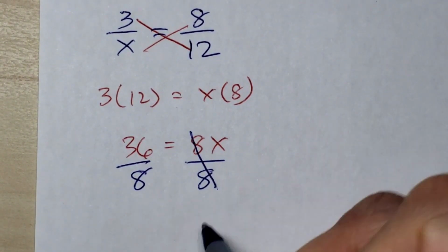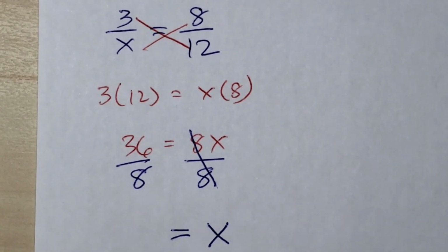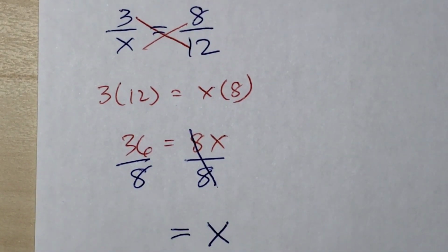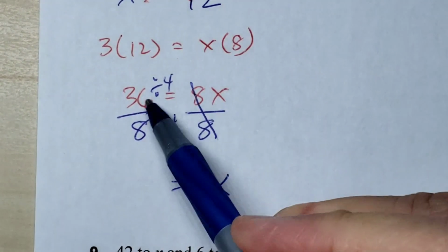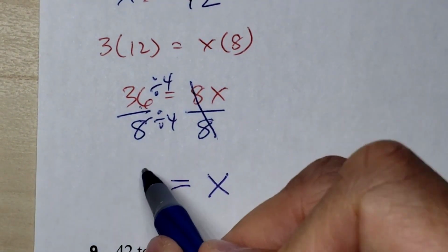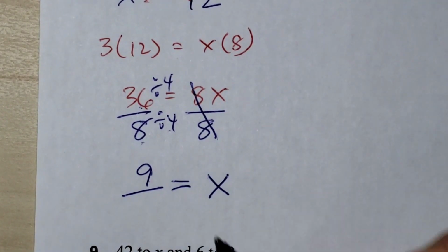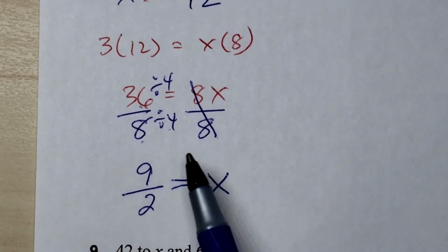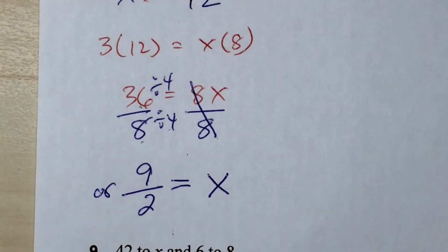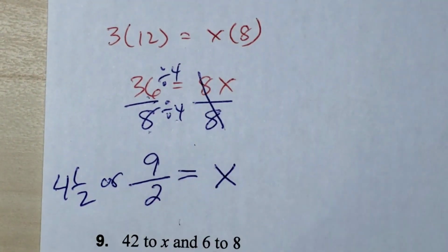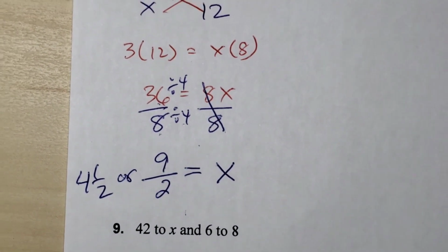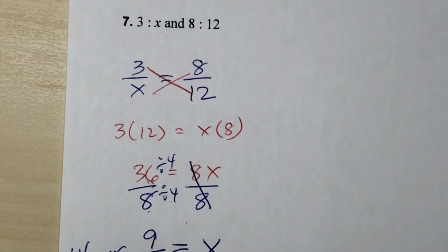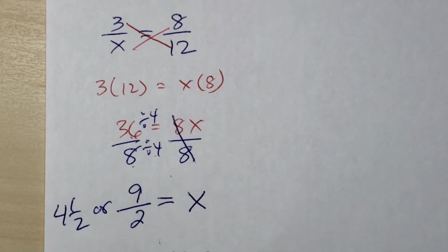Then we divide by 8. That becomes 1x equal to 36 divided by 8. Or you can simplify. What number can you divide 36 and 8 by evenly? Let's try 4. 36 divided by 4 is 9, and 8 divided by 4 gives you 2. So the answer is 9 over 2, or you can use the mixed number 4 and 1/2. Either of these two would be correct. This is number 7.